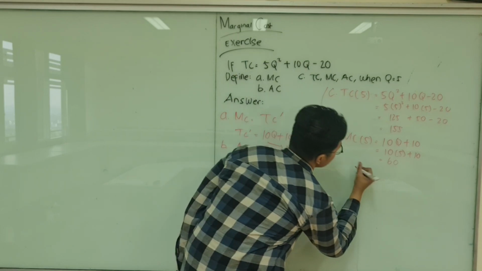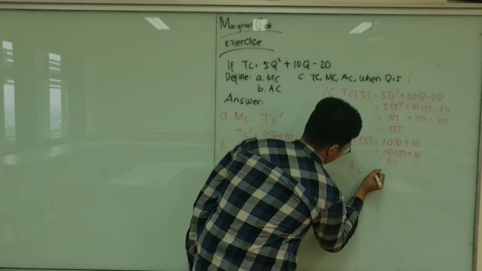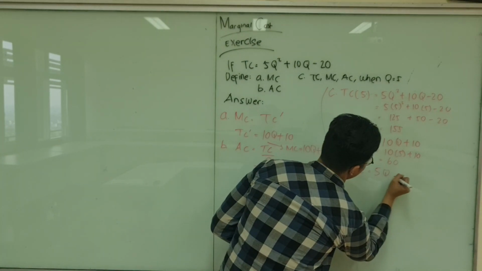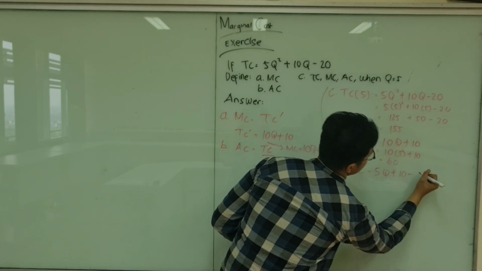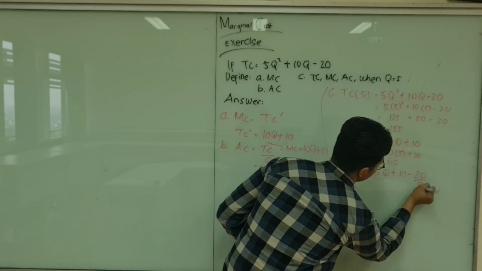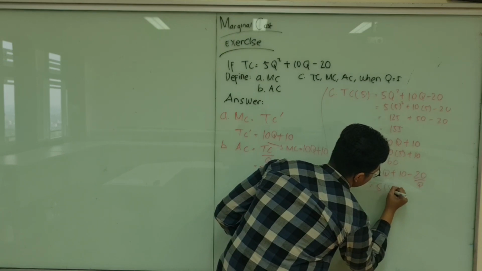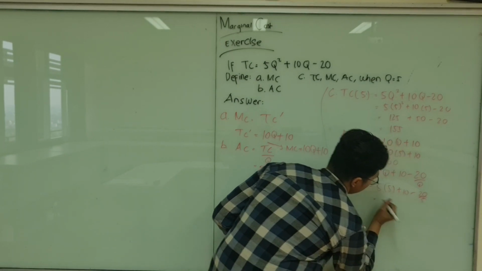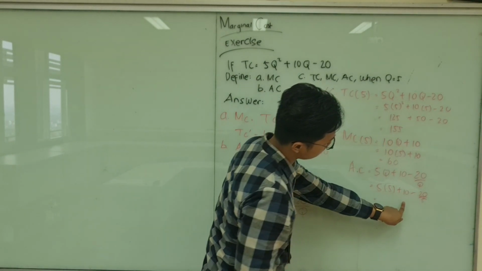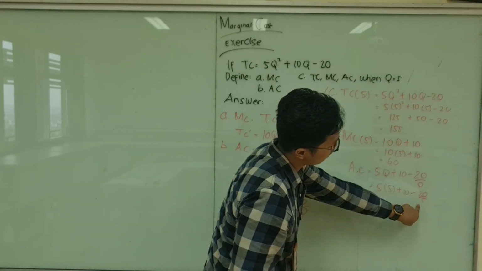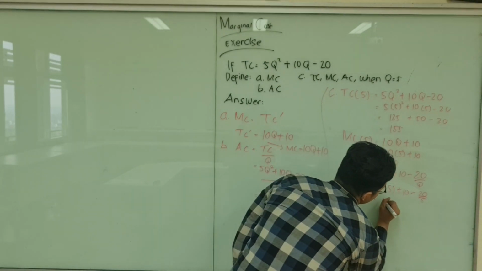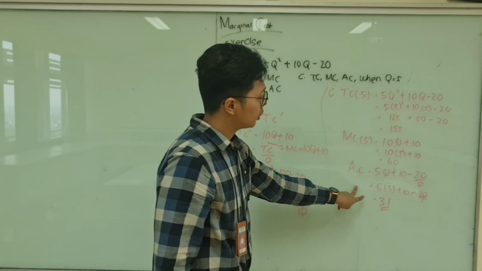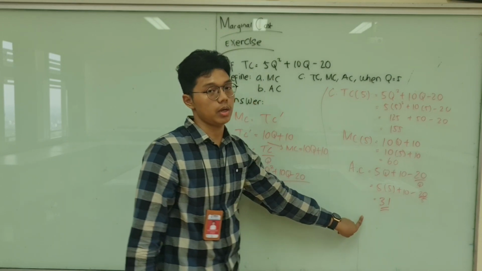So the last one is the AC. We move to this equation: 5Q plus 10 minus 20 divided by Q. So we substitute 5: 5 times 5 plus 10 minus 20 divided by 5. So this is 25 plus 10, 35, minus 20 divided by 5, which is 4, so it's 31. So the average cost per unit is 31.